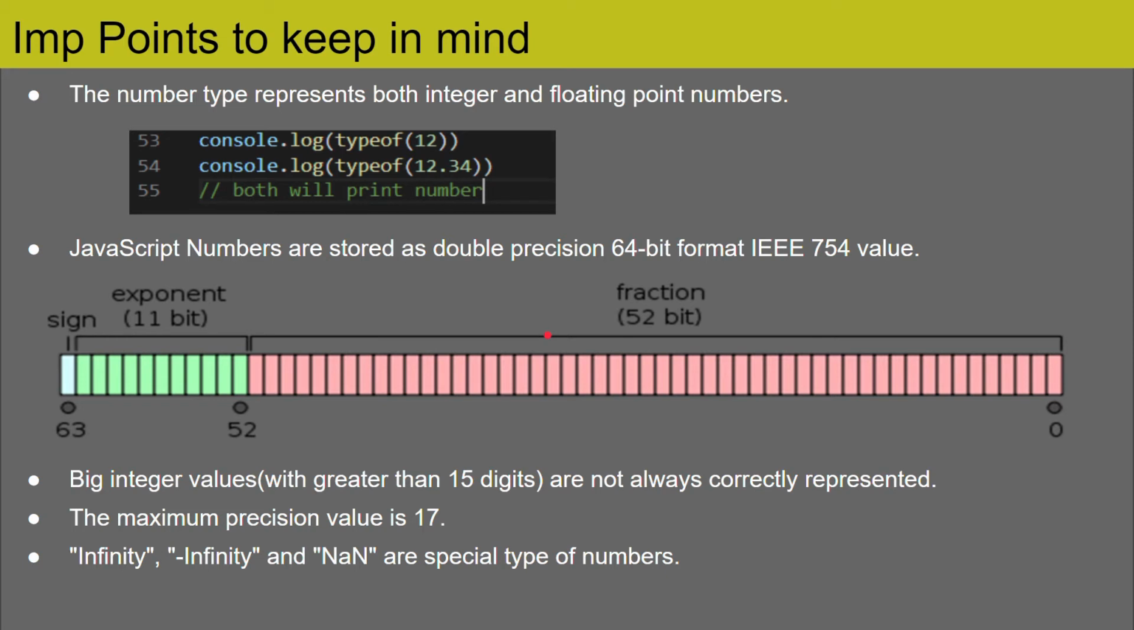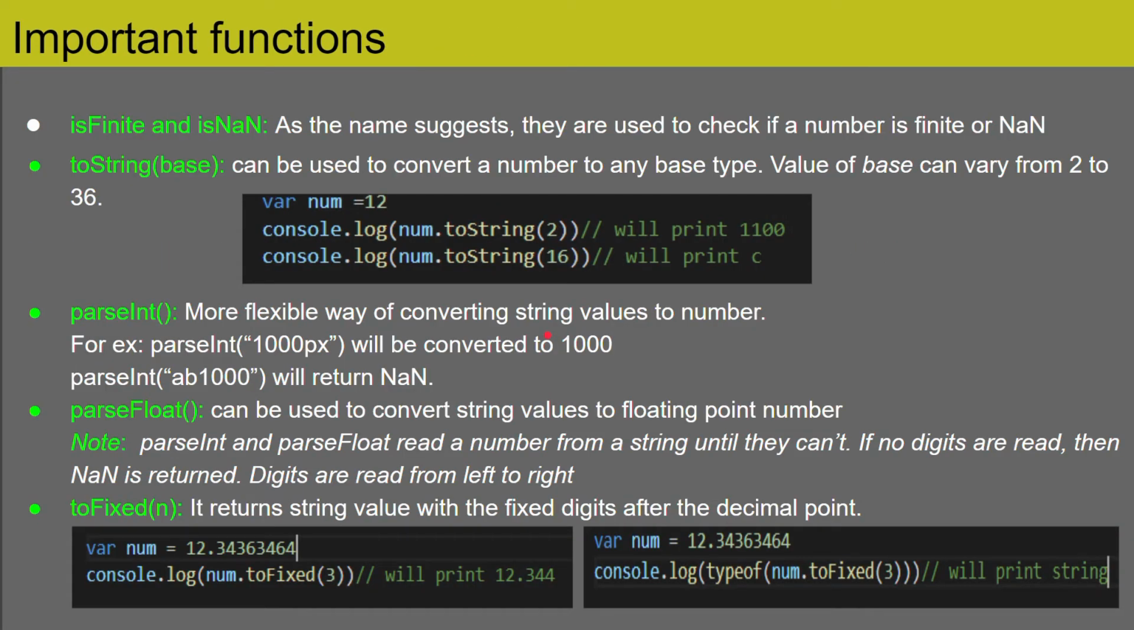All right, let's move to the next slide. In this slide, I have written down some important functions that can be used with the number data type. We'll go through these functions one by one. In the first point, I have mentioned the isFinite and isNaN functions. As the name suggests, these functions are used to check if the number is finite or NaN. We can use these functions to check the validity of the number, and if we want to start doing any calculation and make sure that we don't run into any errors, then we can make sure that we are using valid numbers by using these functions.